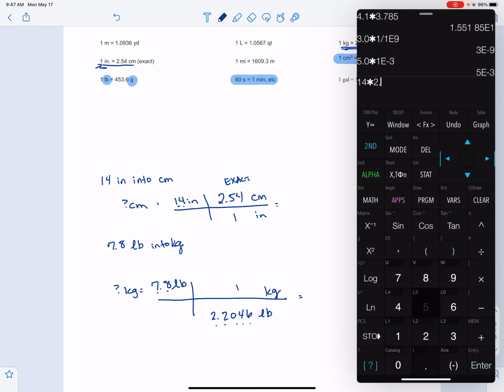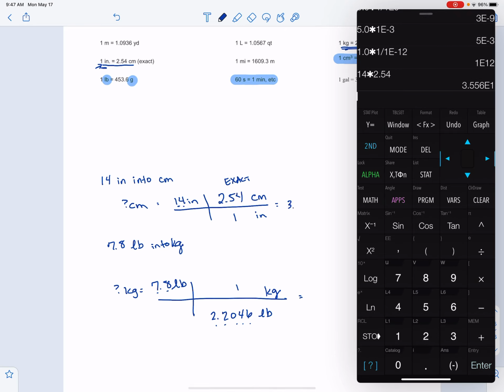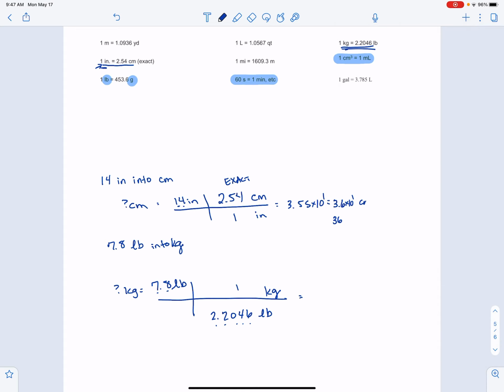14 times 2.54 equals 3.5, and that's, oops, I'm going to round it up. I'll write it like this for a second, and I'll show you rounding it up. 3.6 times 10 to the 1. This kind of a number where it's under 100, a lot of times we will just write it as 36. Both of those would be correct. And the unit that goes with those are centimeters, because our inches, which were the same, are going to cancel out.